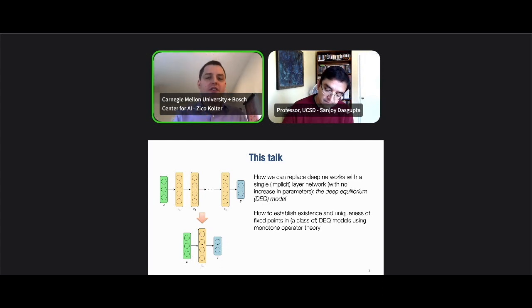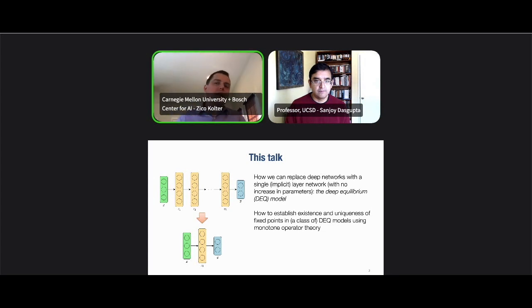And in the first part of the talk, I'm going to talk about these deep equilibrium models, which is this work from NeurIPS. And in the second part of the talk, I'm going to highlight a few of the problems with these models, the problems being things like existence and uniqueness of the fixed points that we're going to consider in these models.